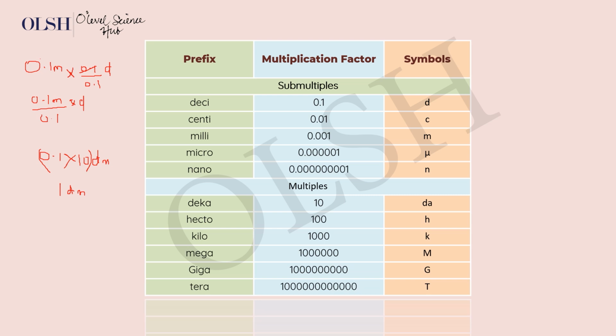So let's try another one. Let's try this time with 1,000 grams, and we need to convert that to kilogram. So what do we do? Of course, kilo is 10 raised to the power 3. We can see that from here. It's 10 raised to the power 3.